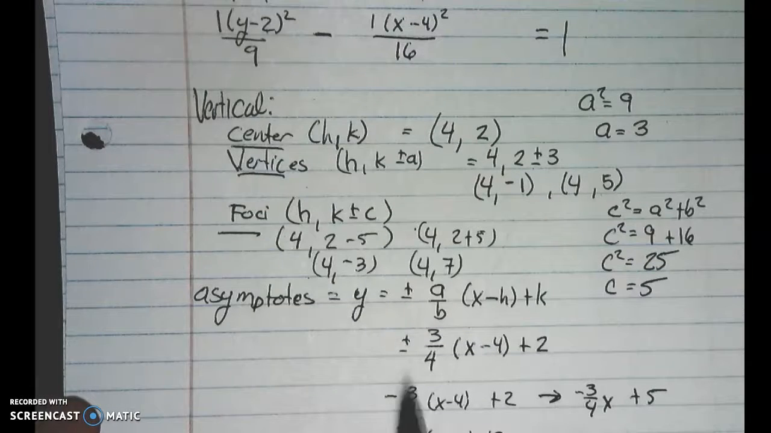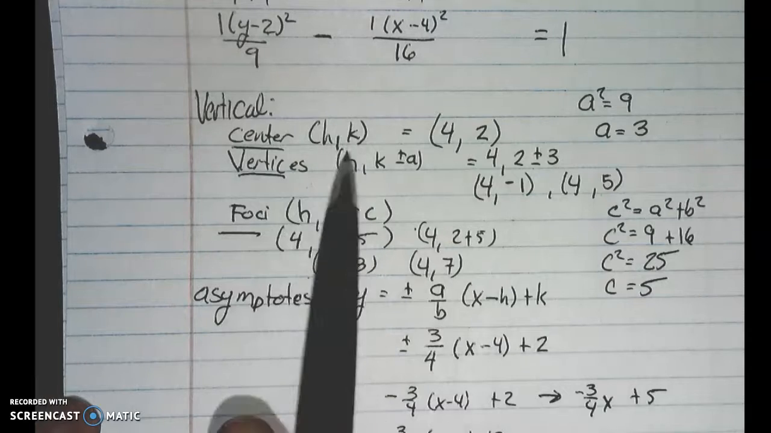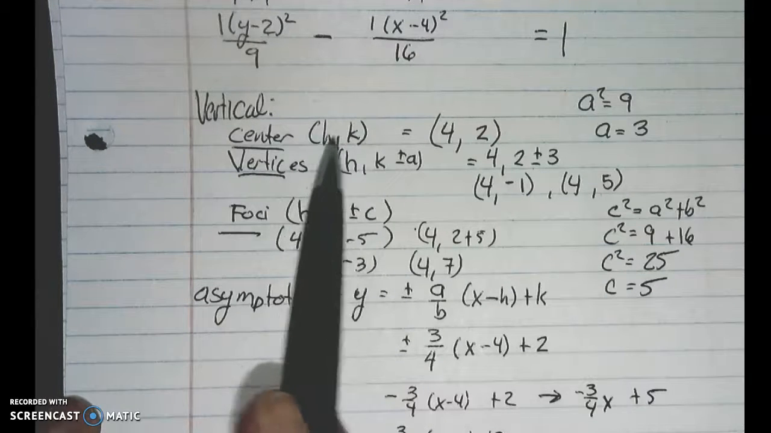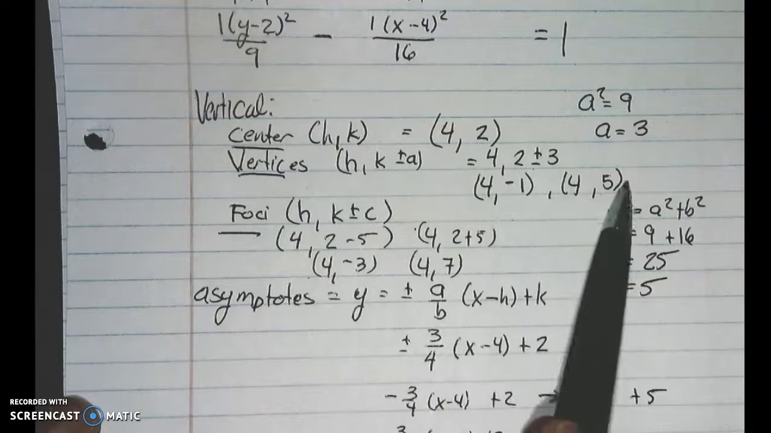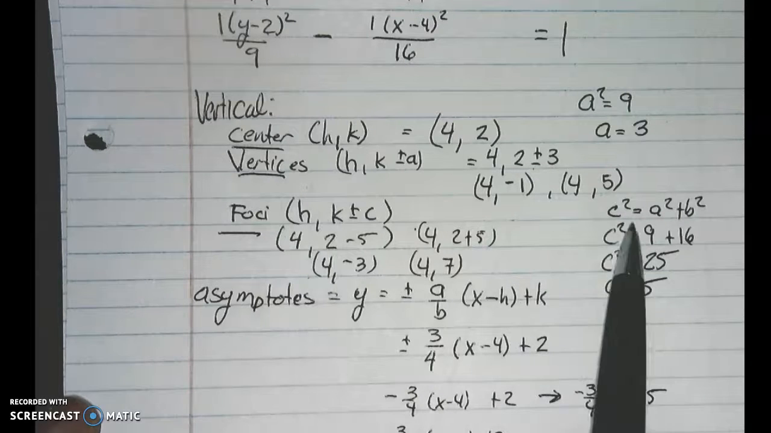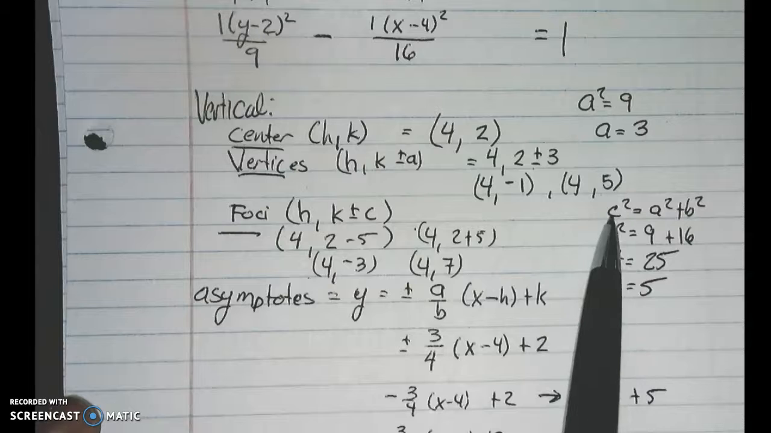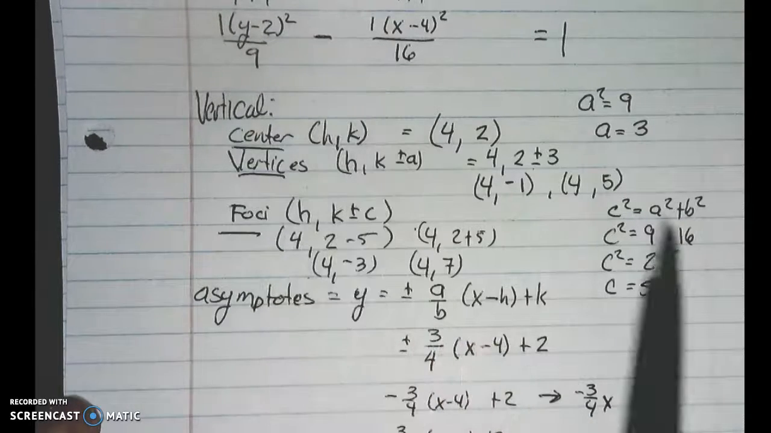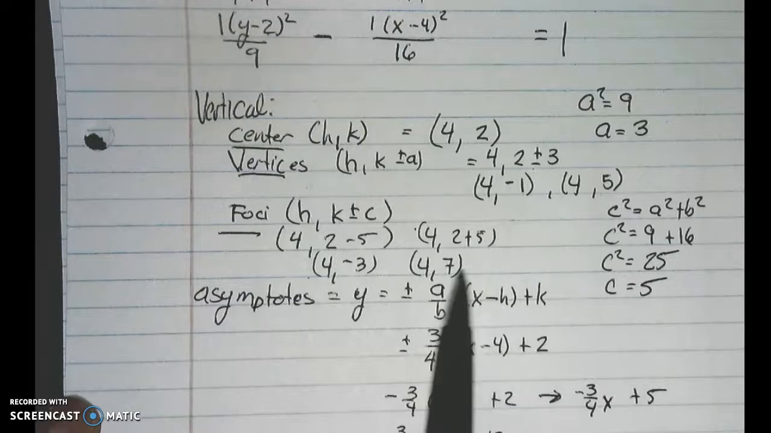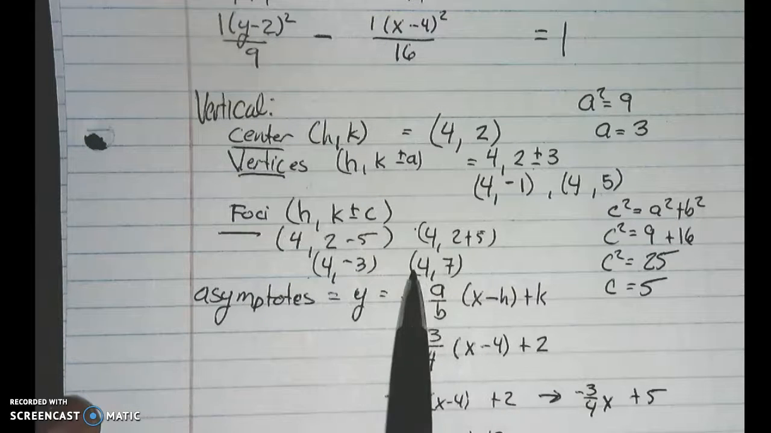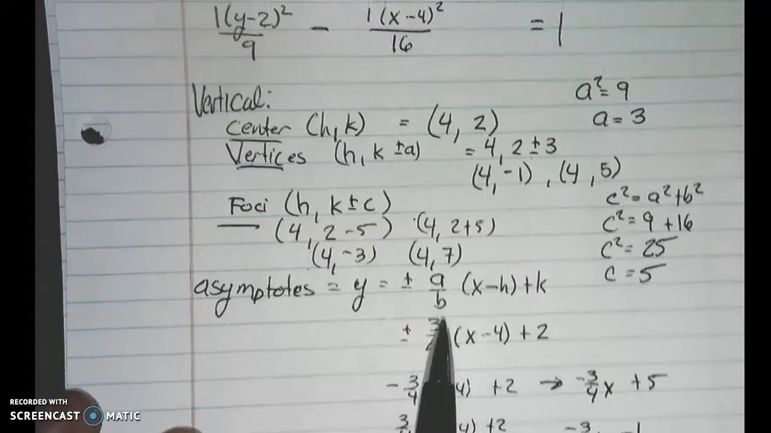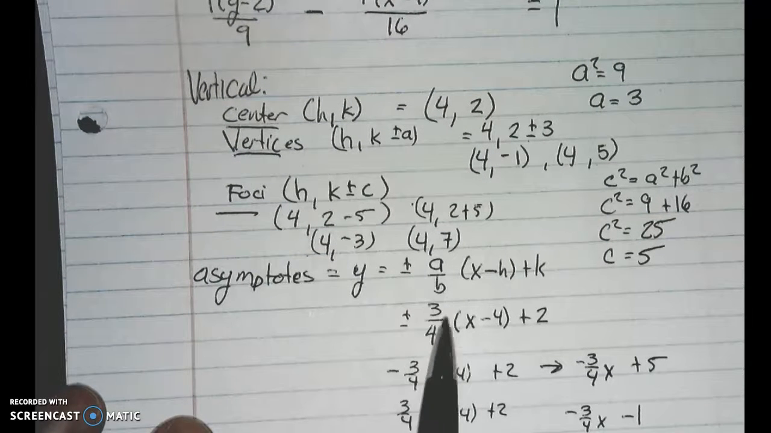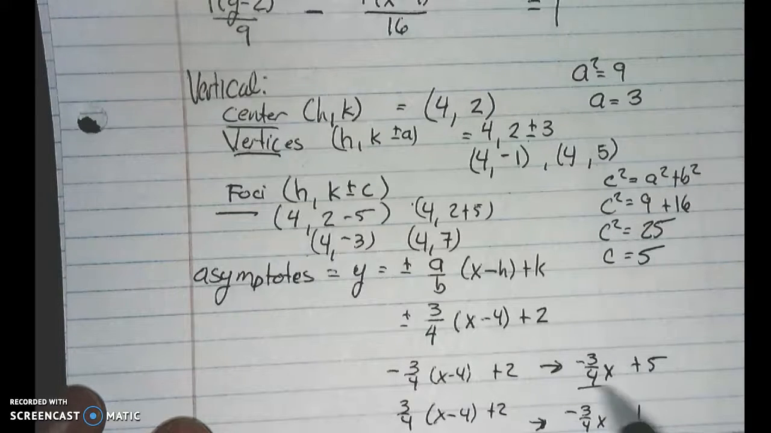So what we did is we just found the center. We just followed that paper that I gave you a couple of days ago. We did the center. We did the vertices, following that notation there. We did the foci, so we had to find the c squared. So c squared is equal to a squared plus b squared. We know that a squared is 9 and b squared is 16. We simplified it, and then we found that our 2 points for the foci are (4, -3) and (4, 7). And then again, using our paper, we set up the equation for the asymptotes and solved for it, and we have 2 asymptotes. We got -3/4 x plus 5 and -3/4 x minus 1.